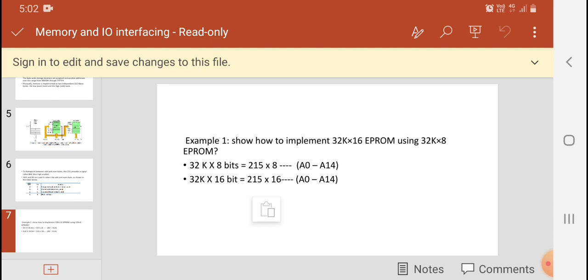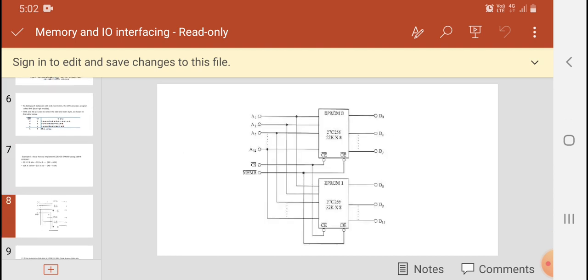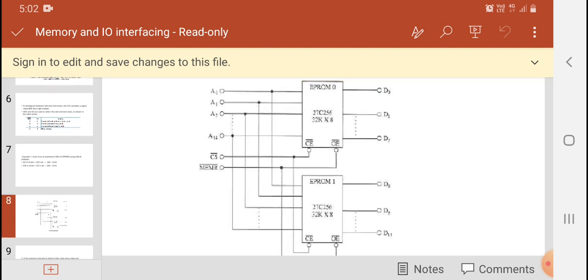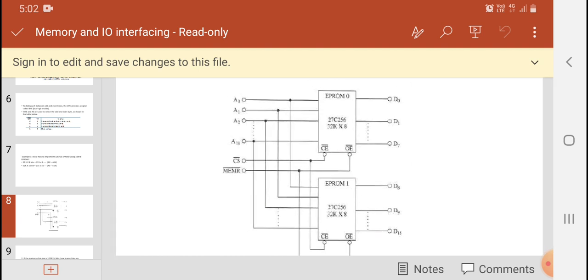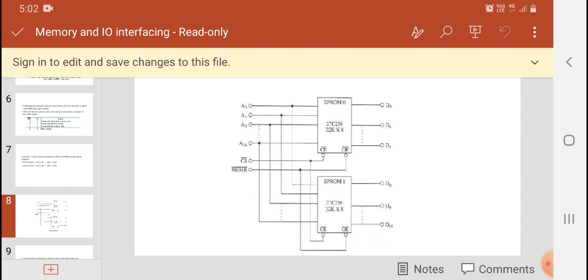So the memory address lines used are A0 to A14. The available IC is 32K cross 8. Using that, I need to design 32K cross 16. So two ICs are required: one 32K cross 8 and another 32K cross 8. You can label both as EEPROM 0 and EEPROM 1.